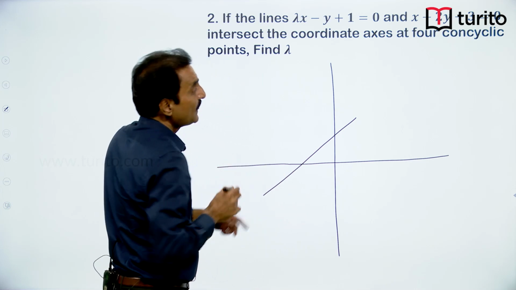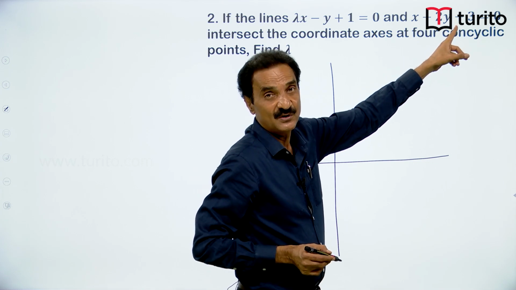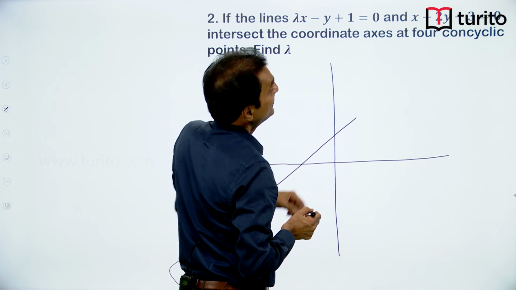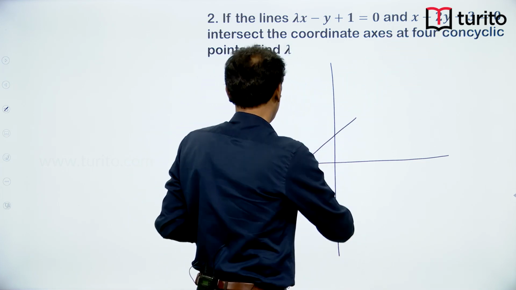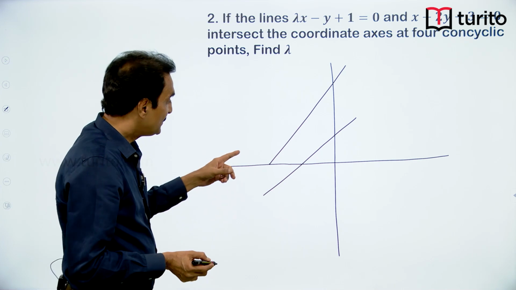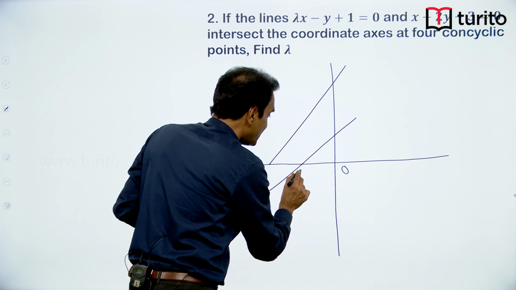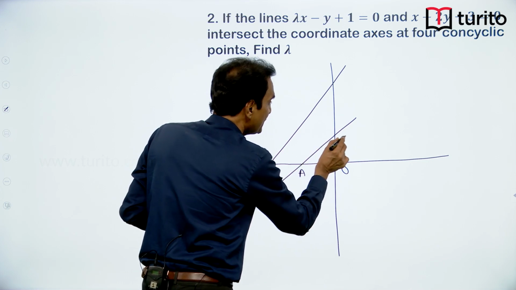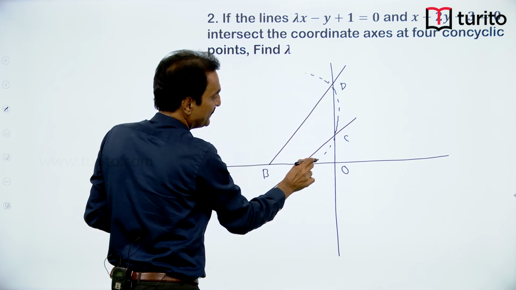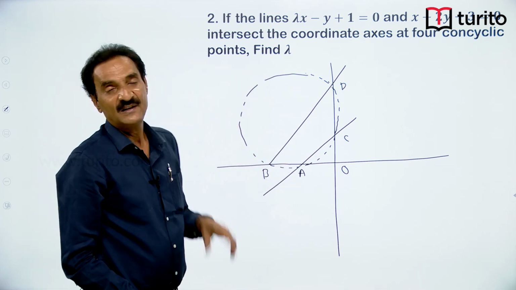And similarly, the second line: putting y = 0, the x-intercept is −3. Putting x = 0, the y-intercept is 3/2. So, let us take the second line like this. So, these points of intersection are concyclic. If this is the origin, say this is A, B, C, D, then these 4 points lie on a circle. Then what is the value of λ?